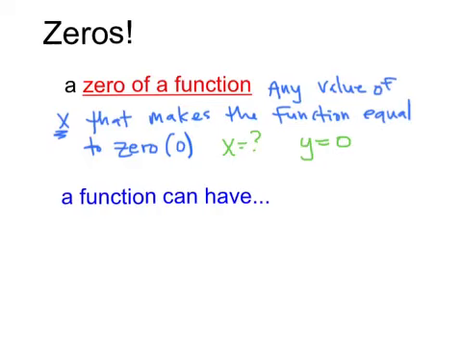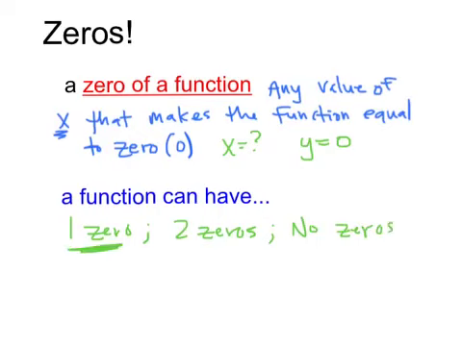Now a function can have a couple different zeros. So a function can have either 1 zero, it can have 2 zeros, or it can have no zeros. So depending on what the graph looks like and where the graph is located, it can either have 1 zero, 2 zeros, or no zeros.